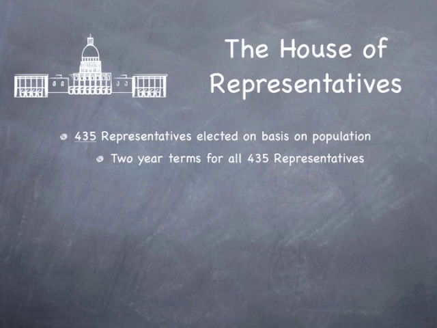The representatives serve 2-year terms, and that's for all 435 representatives. That means every 2 years you get to vote whether or not you want them still keeping their jobs. There is no limit on how many terms one can serve in the House of Representatives. So if you're doing a great job, hey, you might have a 30-year gig, you just have to get reelected every 2 years.